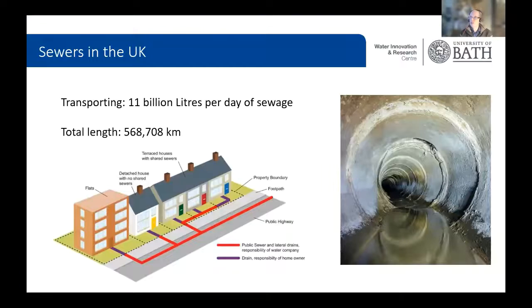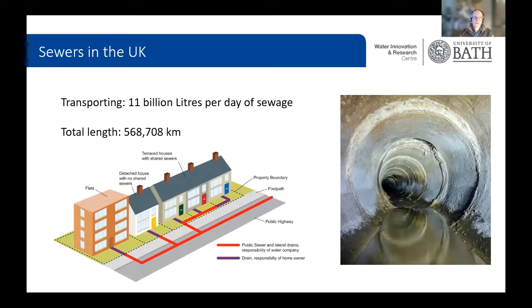What are we talking about if we talk about sewers? In the UK, it's typically something like transporting wastewater for about 11 billion liters per day through these sewer mains. If you would put all these sewer mains in one line, it would have a total length of almost 570,000 kilometers of conduits. That brings us 1.5 times beyond the distance to the moon. So quite a number of pipes and an immense amount of money in terms of assets which are buried underground.